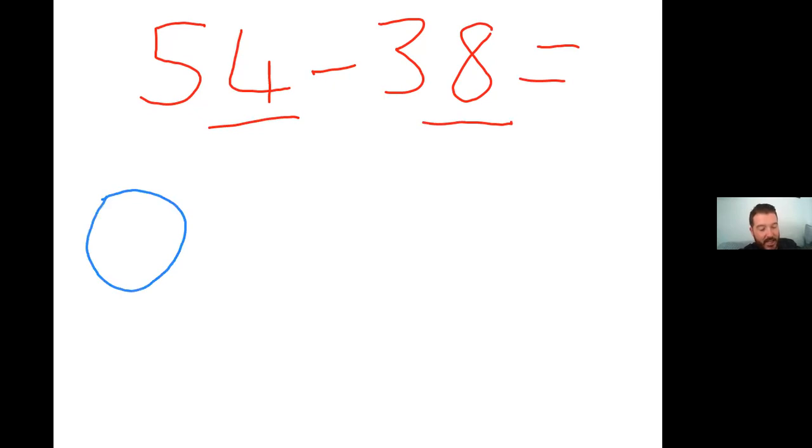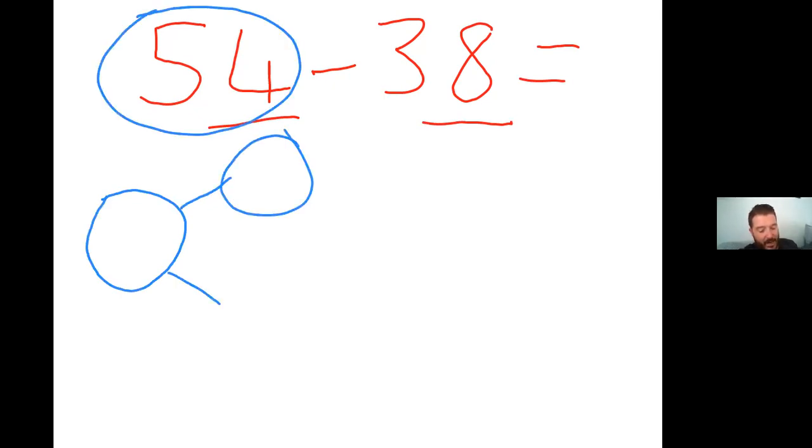We still partition this number, our whole number, but let me show you how we do it differently. And this is very similar to how we did it when we drew the 10s and 1s. So we've got 54. Now I know there's no way I can take away 8 from 4. So I don't want 4 to be here. I'm going to partition it in a different way. So instead of doing 50 and 4, I'm going to take 10 off the 50 and make it 40.